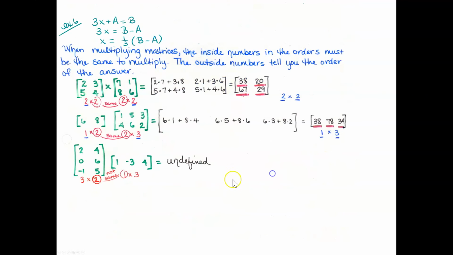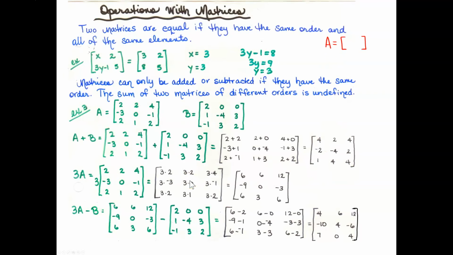All right, then the next thing that they give us is scalar multiplication. Scalar multiplication is literally when I multiply a matrix by a scale factor. So in this case, I'm tripling it. I'm multiplying it by 3. So I'm literally going to go through and multiply each of those numbers by 3. So 3 times 2 is 6. 3 times 2 is 6.